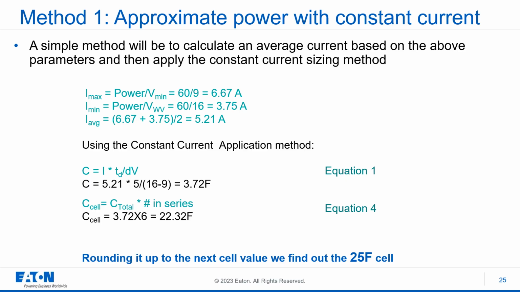You can make an approximation to calculate the average current. This is not exact since we do not know the actual minimum voltage at the end of discharge to properly calculate the maximum current. But we can use this approximation, take the average current, and plug it into the constant current case. Here we still get a 25 farad cell, but the capacitance actually needed is 22 farads instead of 17. But the system works with a 25 farad cell.